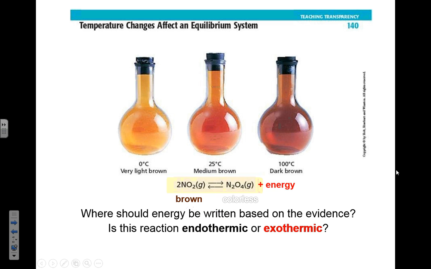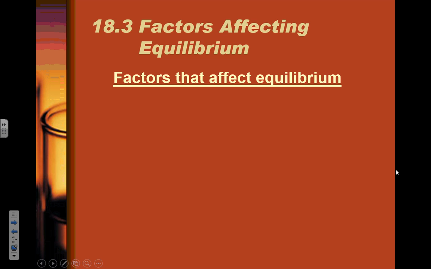So if we actually look up this reaction and look to see where energy is, you'd see it's exothermic. Energy would be on the right side of this equation. So increasing temperature would shift me left, making it darker brown. Removing energy or decreasing temperature would shift it right, making it a more colorless solution, so a lighter brown color. And that's exactly what we see.